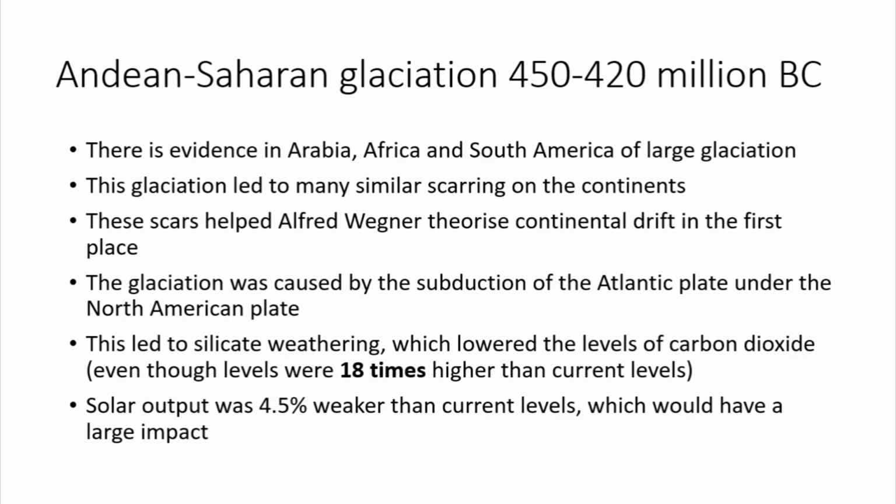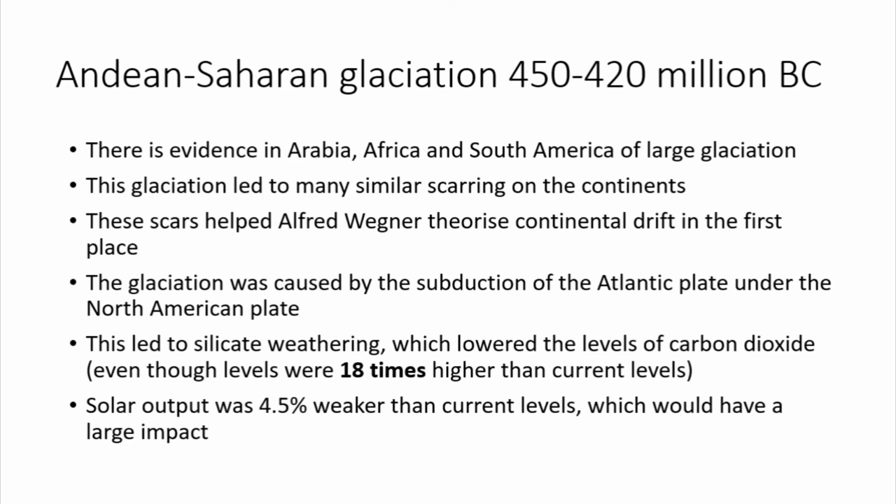The Andean Saharan glaciation, 450 to 420 million years ago. We found this out via evidence in Arabia, Africa, and South America. This glaciation led to many similar scarrings on the continents, which actually helped Alfred Wegener theorize continental drift in the first place, because he noticed that there were a lot of similar glacial scarrings on rock formations in South America and Africa, which he then concluded meant South America and Africa were once united. And this glaciation helped prove that.